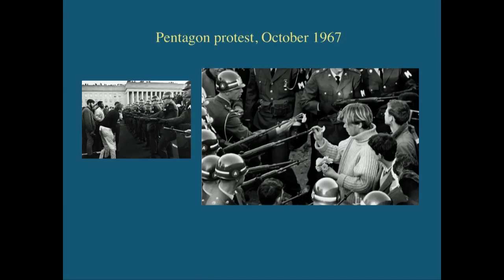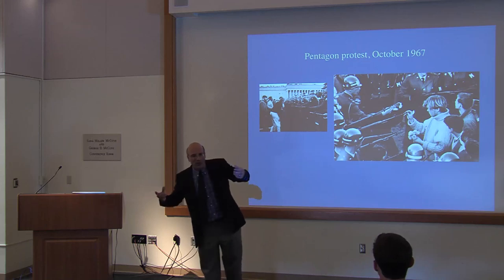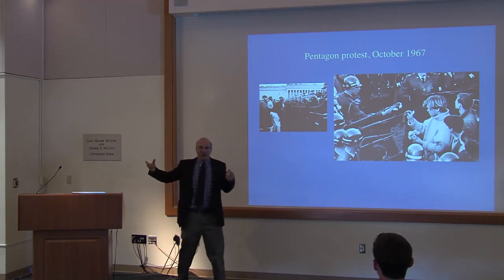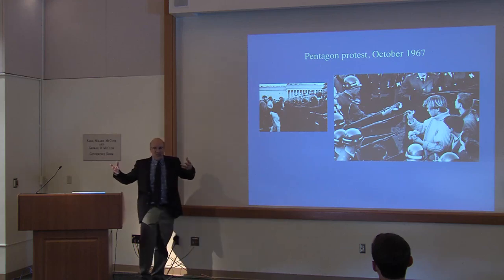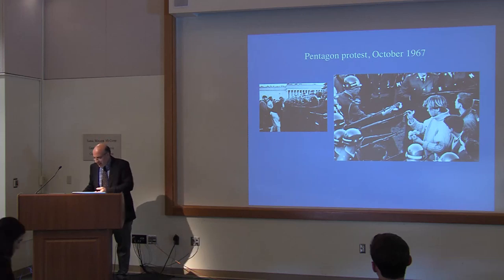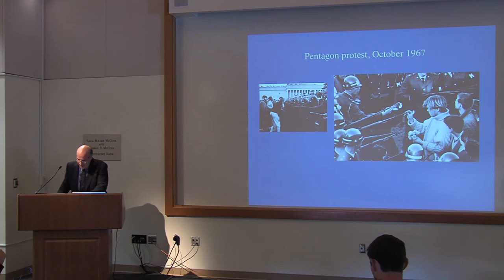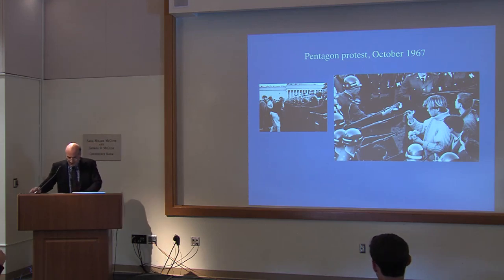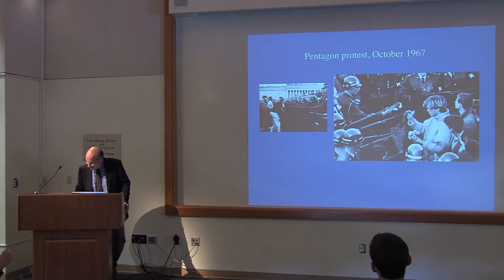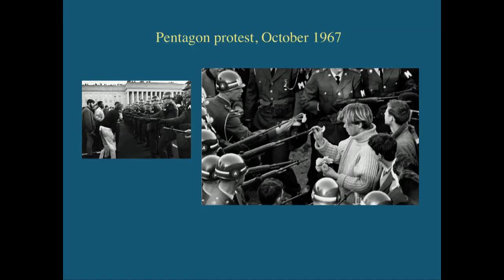Now, the radical element of the anti-war movement, and these are people who see the Vietnam War as basically rotten through and through. They don't think the goal is worthy, and they certainly don't see the means by which it is being pursued as worthy. And they, by 1967, are becoming increasingly militant in their opposition, as exemplified by this protest at the Pentagon in October 1967, where 200,000 protesters surrounded the Pentagon while some of them clashed with the police.